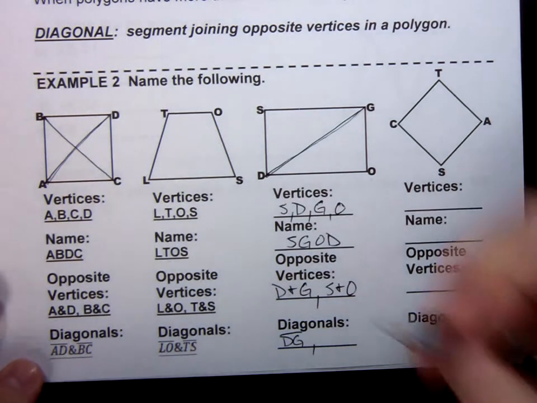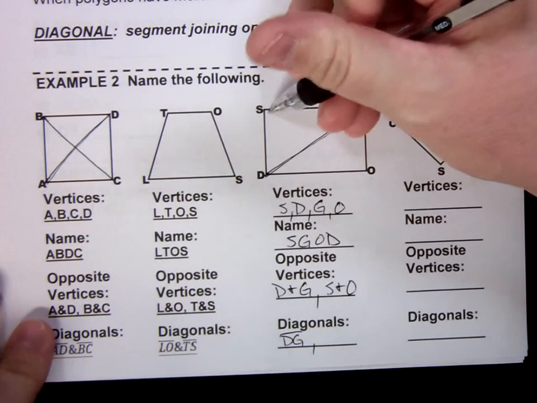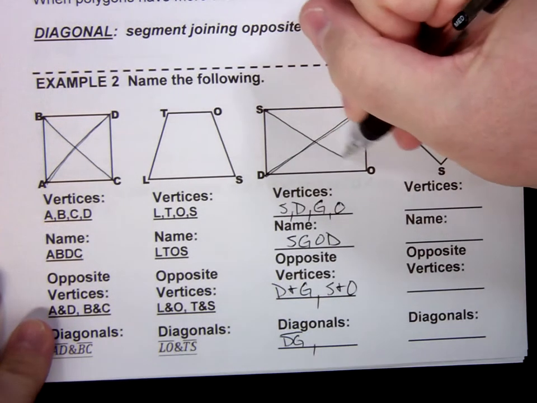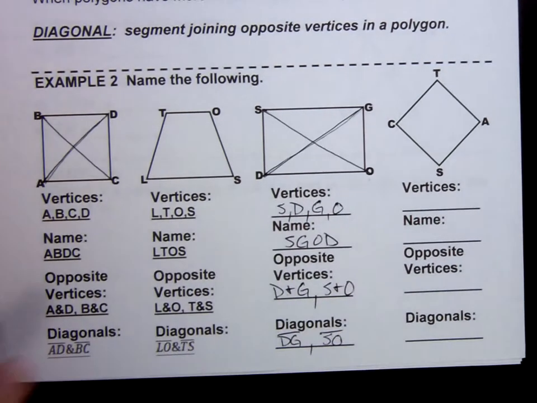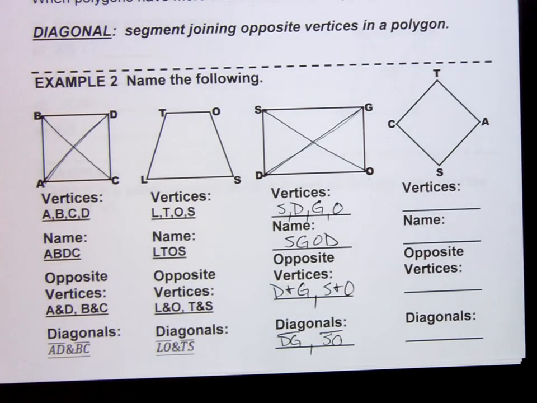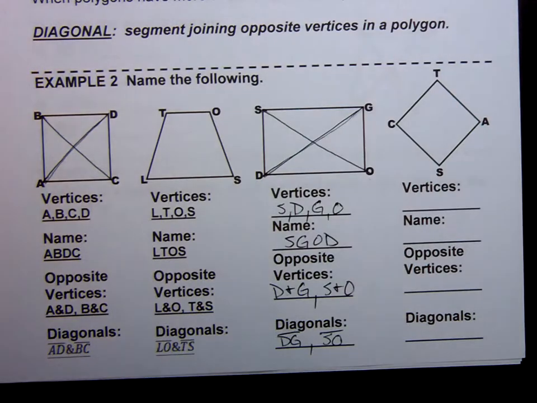The other diagonal would connect the other opposite vertices, S and O. So if I draw a segment from S to O, that's a diagonal. And the name of that one, line segment SO. And hopefully this concept's simple enough. We're going to skip this part over here and move on.